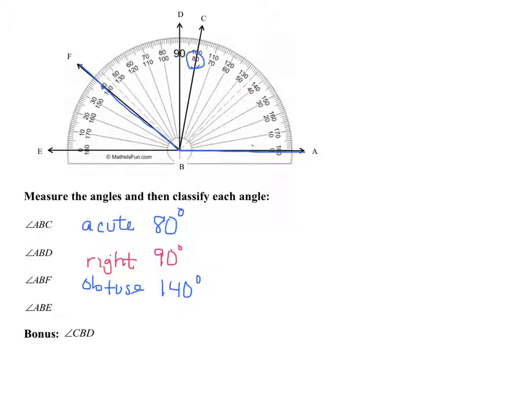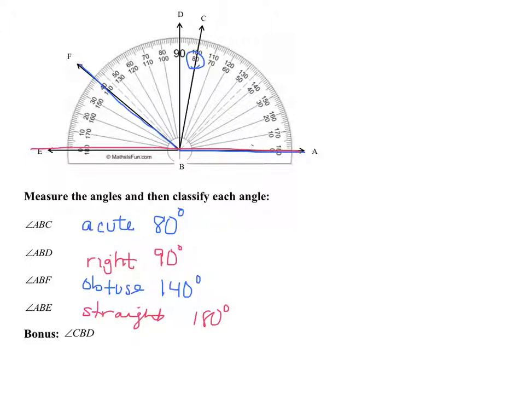Now let's take a look at ABE. If we look at that one, that goes straight across just like it did on the last one. And that's called straight. And that's 180 degrees.